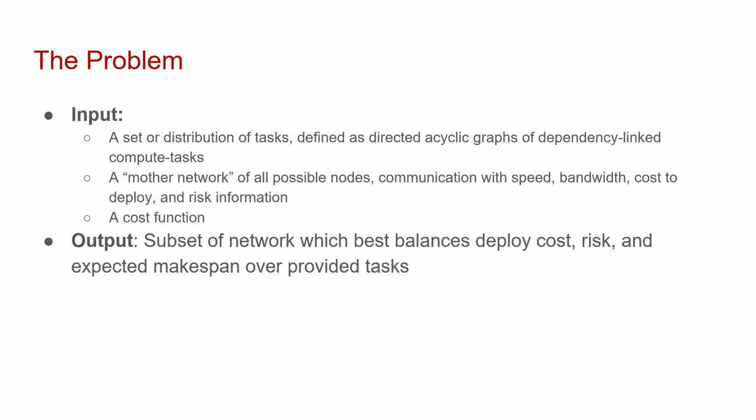So the problem we aim to solve is, given a set or distribution of tasks defined as directed acyclic graphs of dependency-linked compute tasks and a mother network of all possibly deployable nodes with different communication speeds, bandwidths, deploy costs, and risk, our goal is to find a subset of that mother network which best balances deploy cost, risk, and makespan according to a given cost function.